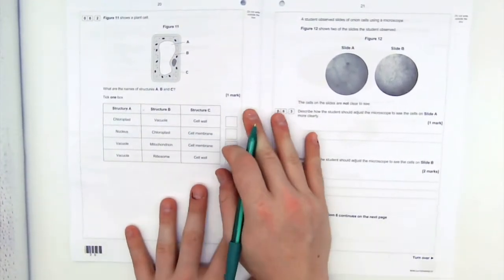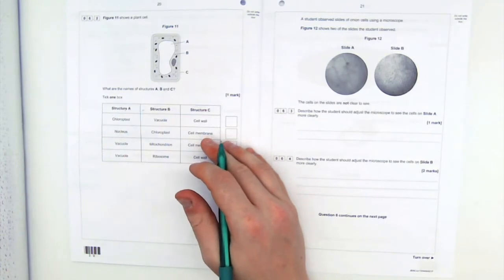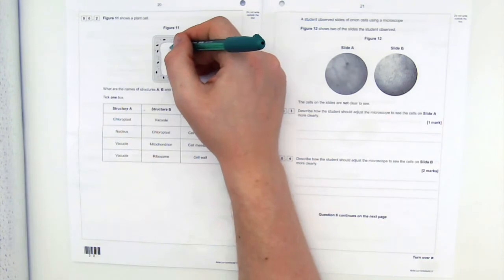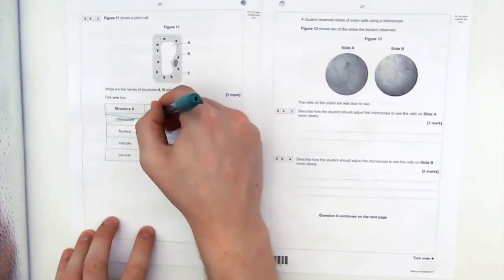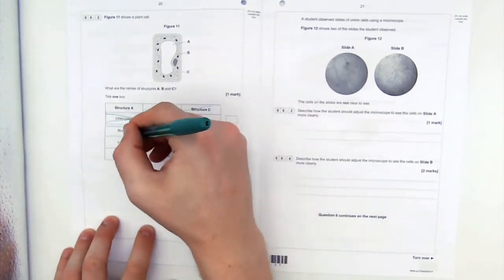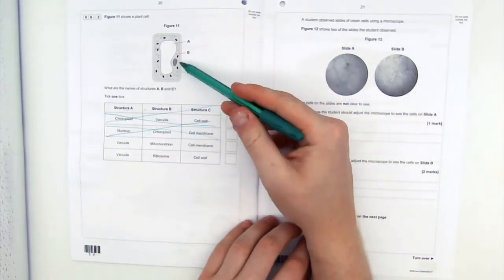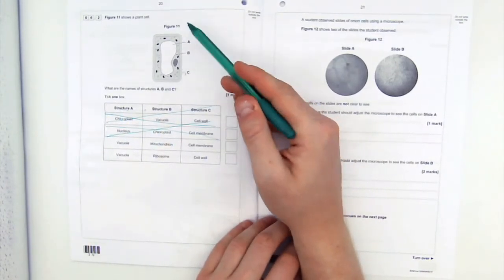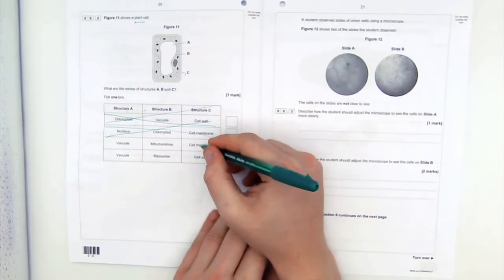Moving on. Figure 11 shows a plant cell. What are the names of structures A, B and C? So A is pointing to the vacuole. So I know that it can't be this row because it hasn't got that there. And now I've got to decide here. Now C is pointing to the right outside. So this is a plant cell. So the right outside of a plant cell is the cell wall, not the cell membrane.